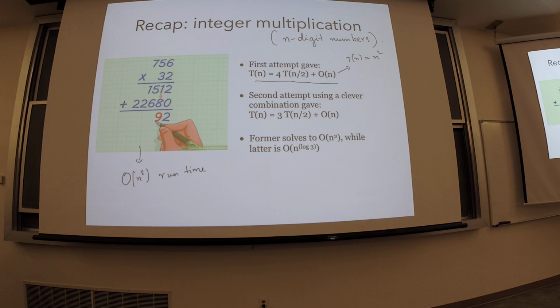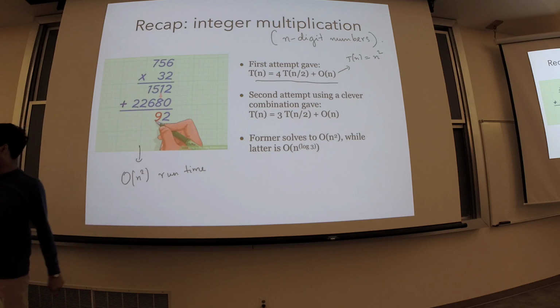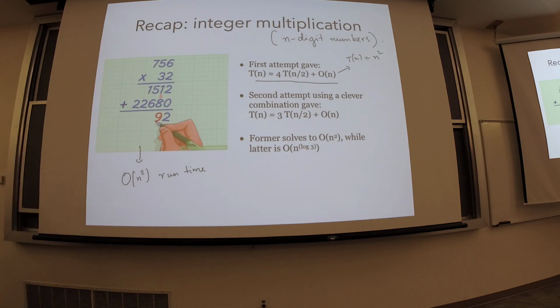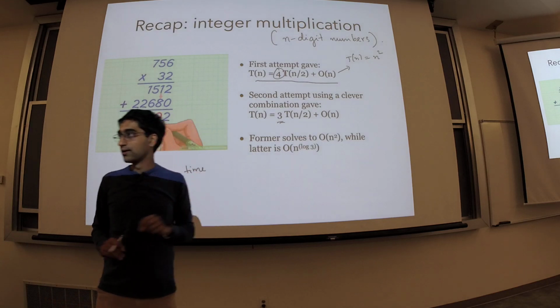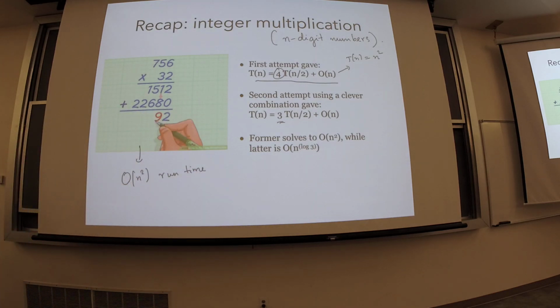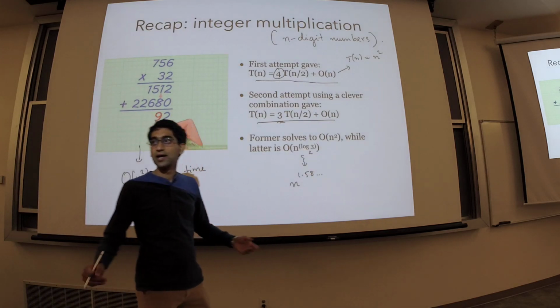After that, we said, okay, instead of doing 4 of these add operations and 4 of these recursive operations, can you do better? And we said that using a little bit of tricky manipulation, you can do it with just 3. This gave rise to another recurrence, which solves to n to the power of log 3 to the base 2, which is something like n to the 1.58. And this is much better than n squared, of course, as n grows.